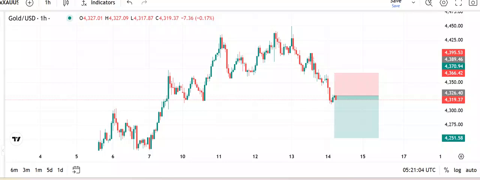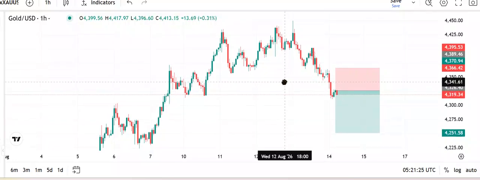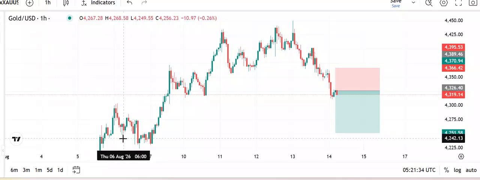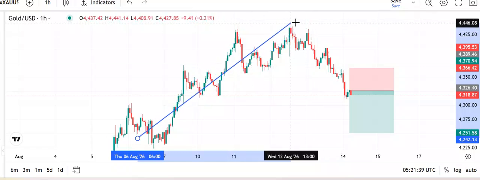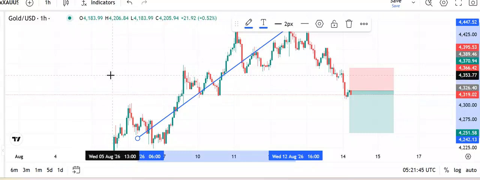Hello everyone, today we'll be looking at how we can trade gold XAUUSD on the 1 hour time frame using price action and ICT. Now I have the gold chart on the 1 hour time frame, and the first thing we need to do is to identify the trend. The initial trend we have on the chart is a bullish trend. What do I mean by bullish trend?